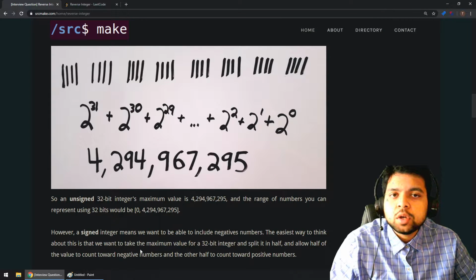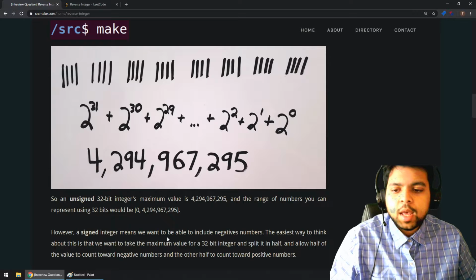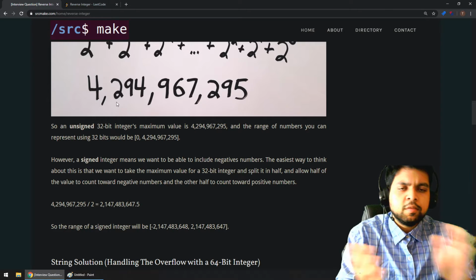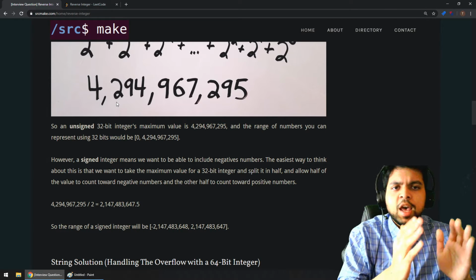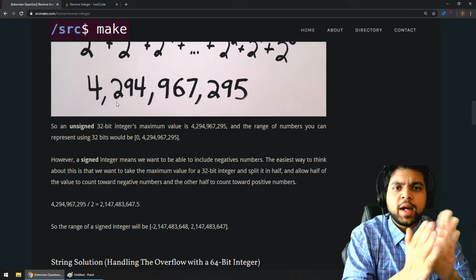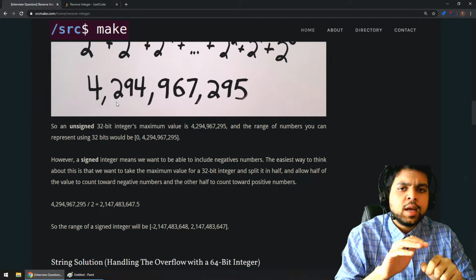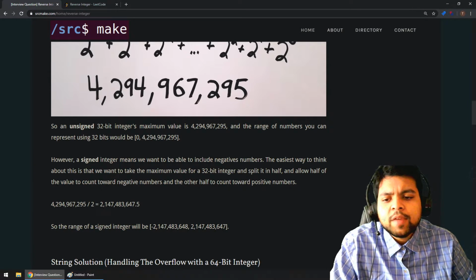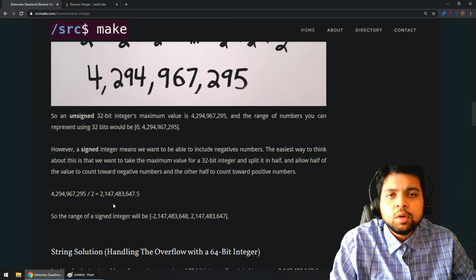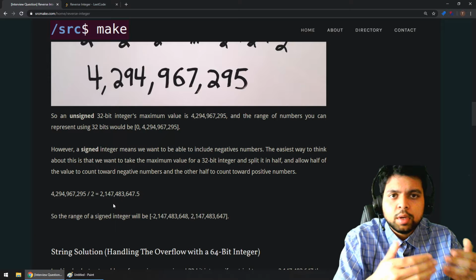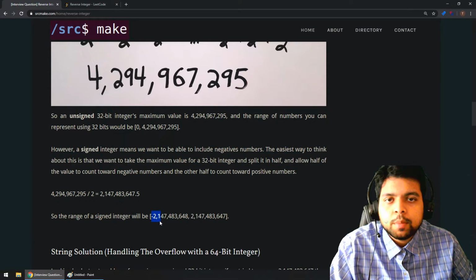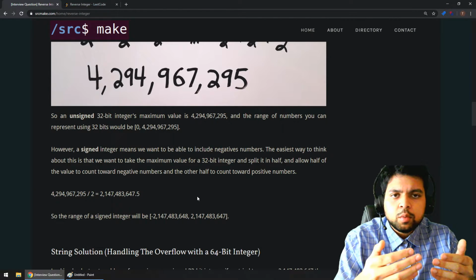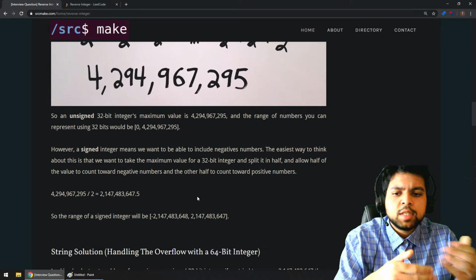But a signed integer means we want to be able to include those negative numbers. And so the easiest way we can think about how we can get these 32 bits to represent our negative and positive numbers is if we divide that 4.2 billion, that maximum value, in half, and we say half of that is going to represent the negative numbers and half of it is going to represent the positive numbers. And so if we were to divide the 4.2 billion in half, that's going to equal 2.1 billion. And so the range that we can represent for the signed integer, including the negative numbers, is going to be from negative 2.1 billion all the way up to 2.1 billion. And so that means any number in between negative 2.1 billion and 2.1 billion is representable in our signed integer.